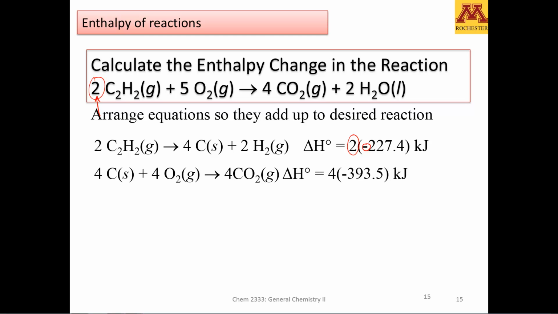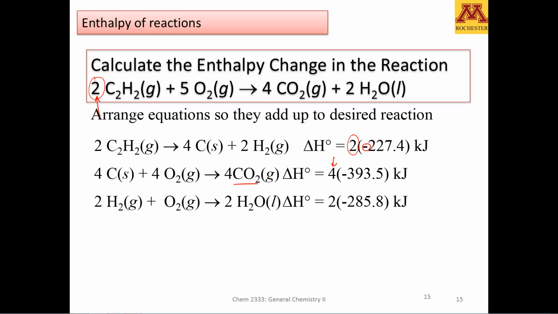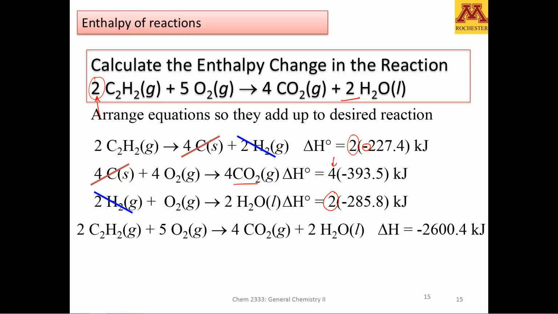Now, we want 4 CO2s. The CO2 is already on the right, however, we want 4 of them. And finally, we want 2 waters, so we need to multiply the heat of formation of water by 2. Oxygen, hopefully, will show up, if you will, magically. Let's see. 4 carbons and 4 carbons disappear because they're on both sides of the arrow. The hydrogens also disappear, and notice that yes, oxygen showed up, not magically, actually we were very much aware that it would show up.